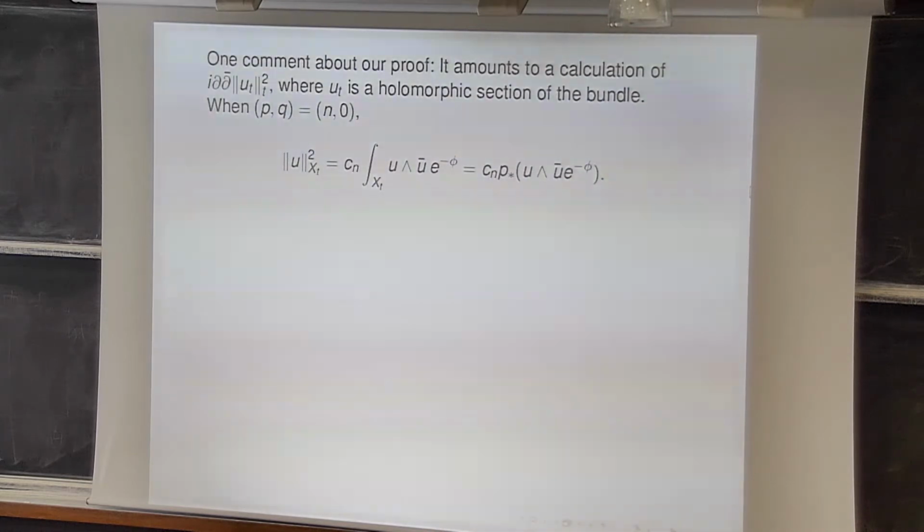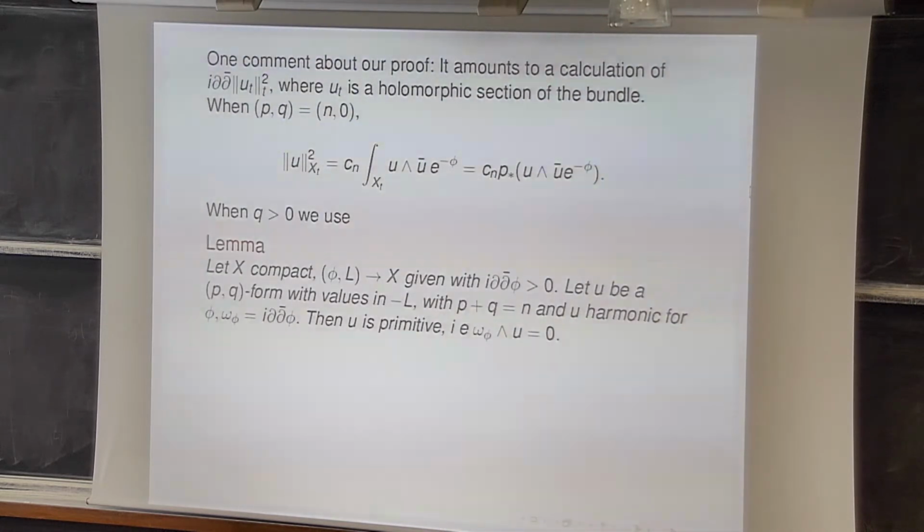If you are in the (p,q) case, things are a little bit more complicated because there is no such simple formula for the norm when you have (p,q) forms. You cannot just say that the norm of a (p,q) form is the integral of u wedge u bar, because you will have positive and negative contributions. But the following lemma says that in our situation, things are not so bad. So this is a lemma independent of all the rest here. It's probably very well known, but maybe it wasn't to us.